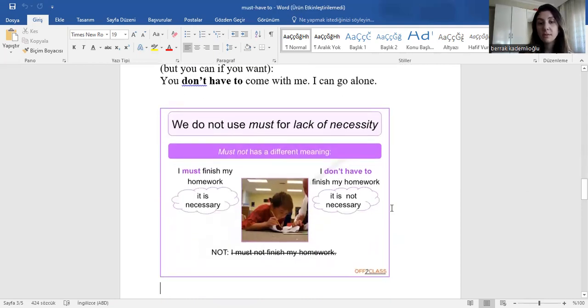We do not use must for lack of necessity. Must not has a different meaning. I must finish my homework. It is necessary. I don't have to finish my homework. It is not necessary. But in this situation, I must not finish my homework, you can't use, because the meaning will be different. For this situation, you need to use I don't have to finish my homework. It's not necessary for me, but I mustn't finish my homework has a different meaning.